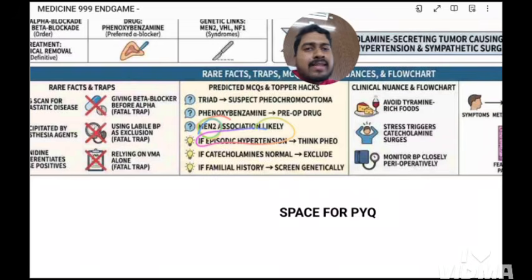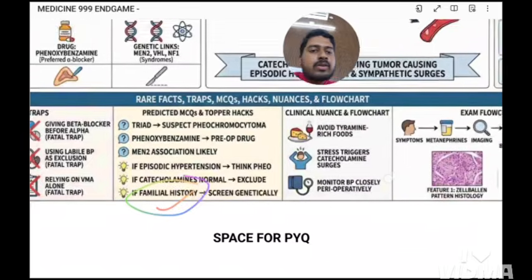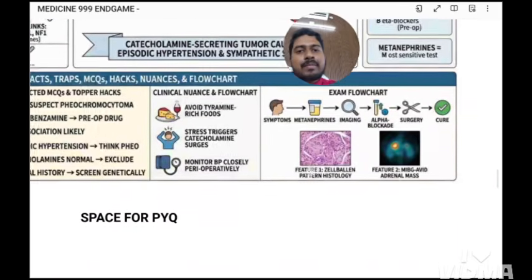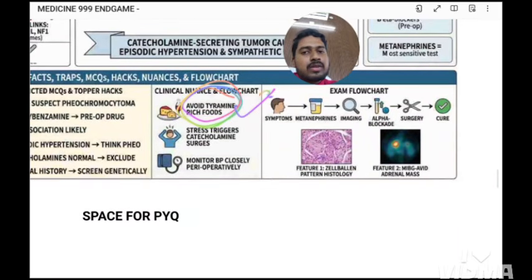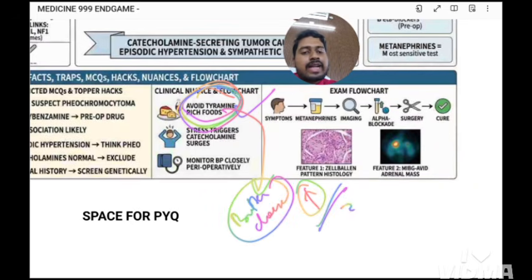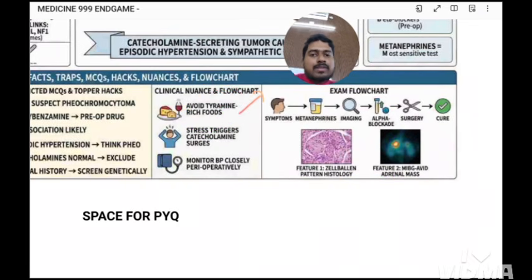If episodic hypertension is there, only on some occasions, think of pheochromocytoma. If catecholamines are normal, you will exclude the diagnosis, and if family history is there, you will do genetic screening also. One important thing is, this is discussed in pharmacology also. Tyramine foods, especially butter and cheese, can increase levels of catecholamines, and MAO inhibitors along with these can precipitate a catecholamine surge, so you should avoid this. Stress also triggers catecholamine surges, and close BP monitoring is required in the perioperative period.